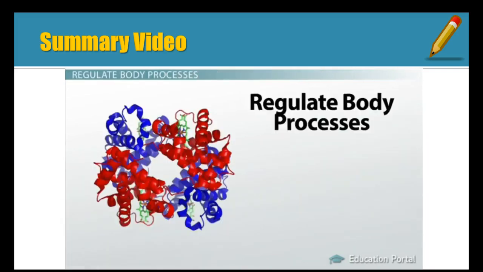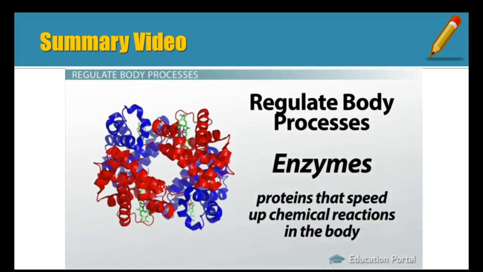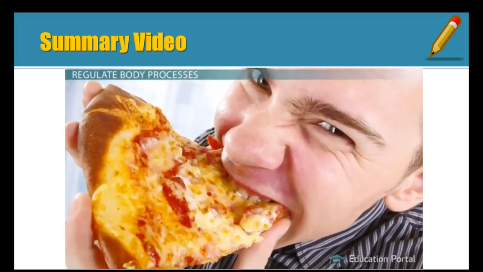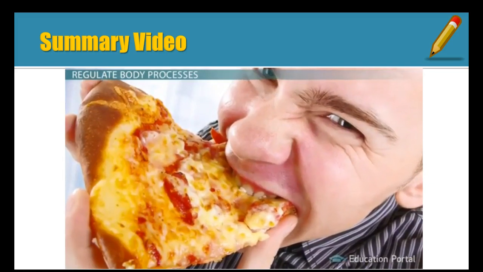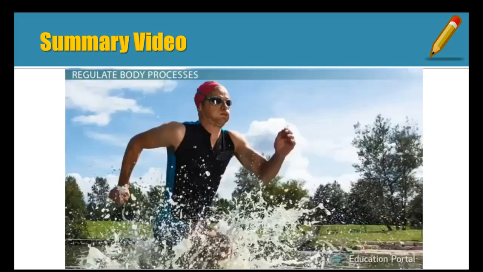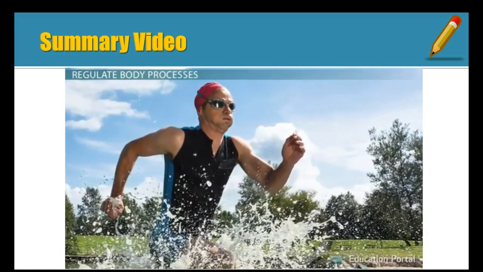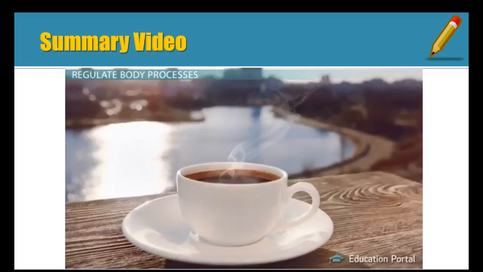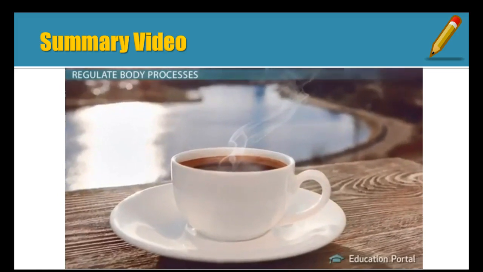Proteins also regulate body processes. For example, enzymes are proteins that speed up chemical reactions in the body. Without them, basic activities like breaking down the food you eat would happen too slowly to support your life. You can think of enzymes as proteins that shift your body processes into high gear, much like your morning coffee gets your day moving along.